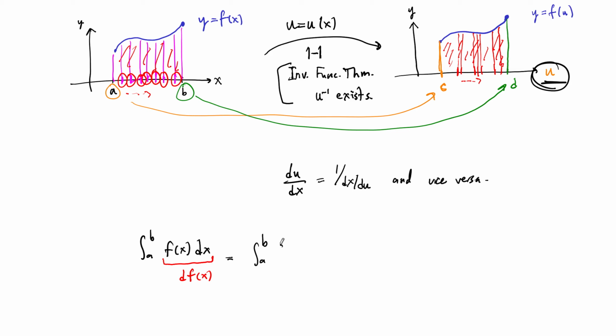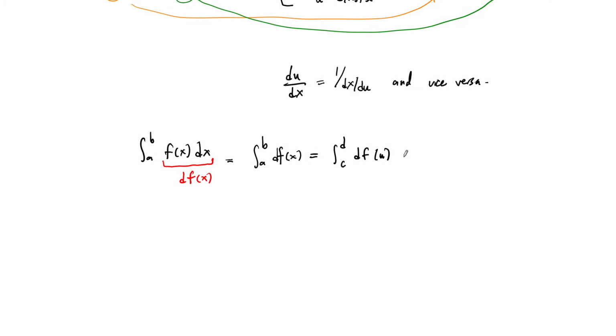Well, this must be the same, by this argument up here, as the integral from c to d of df as a function of u. Okay, but what are these two? Well, on one hand, what are the differentials? df is equal to f prime of x dx, the derivative of f with respect to x, so I'll write it in those terms, df dx dx. That's the differential of f with respect to x from Calc 1.